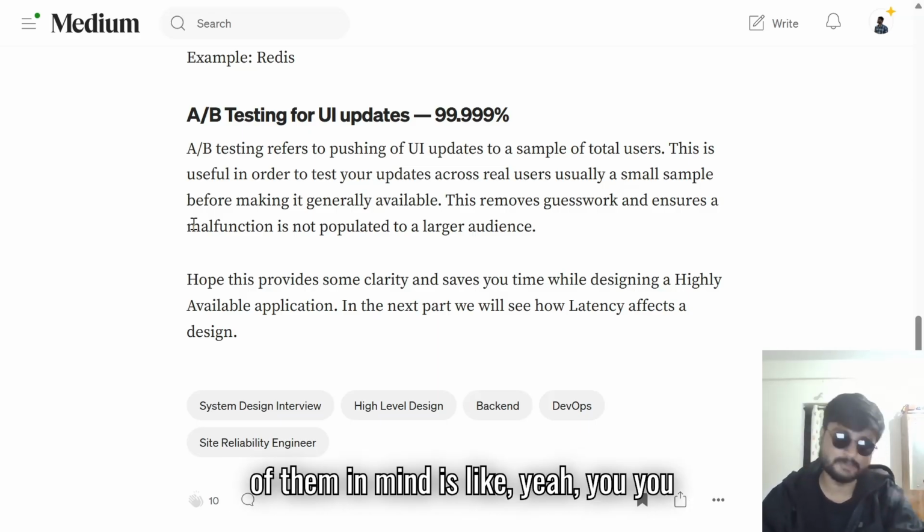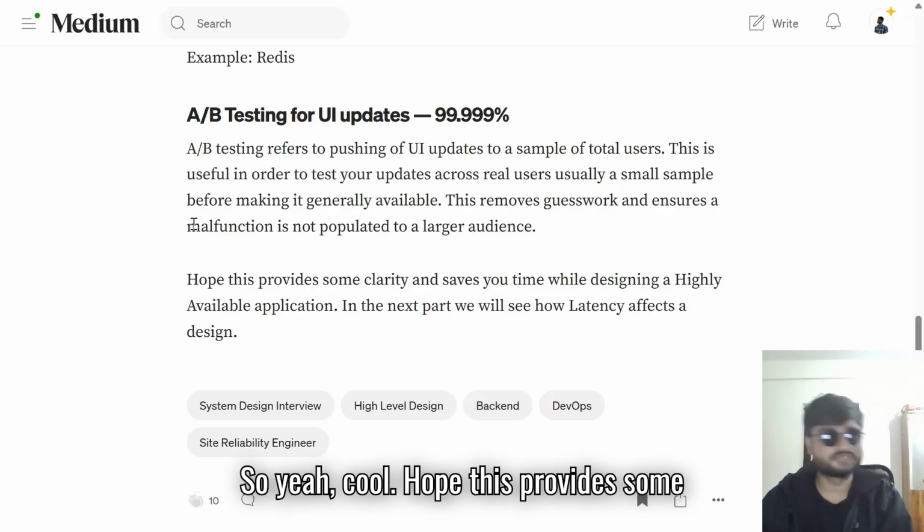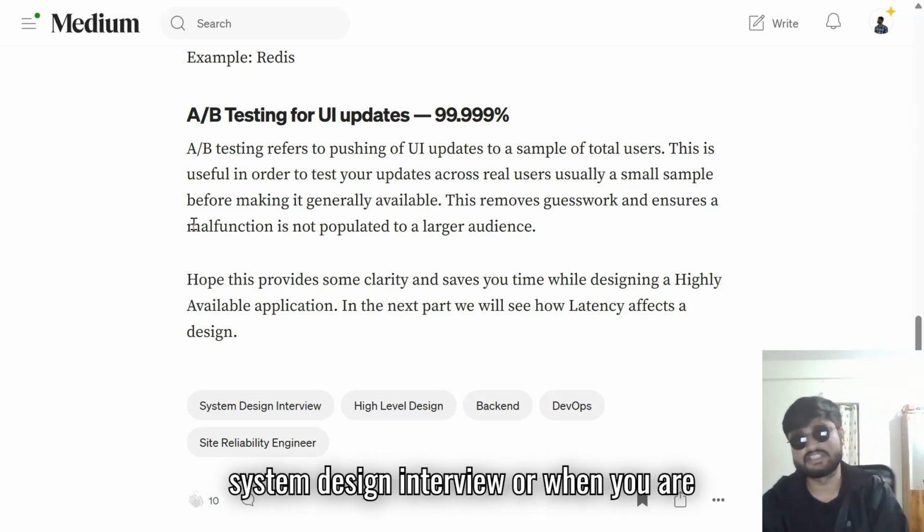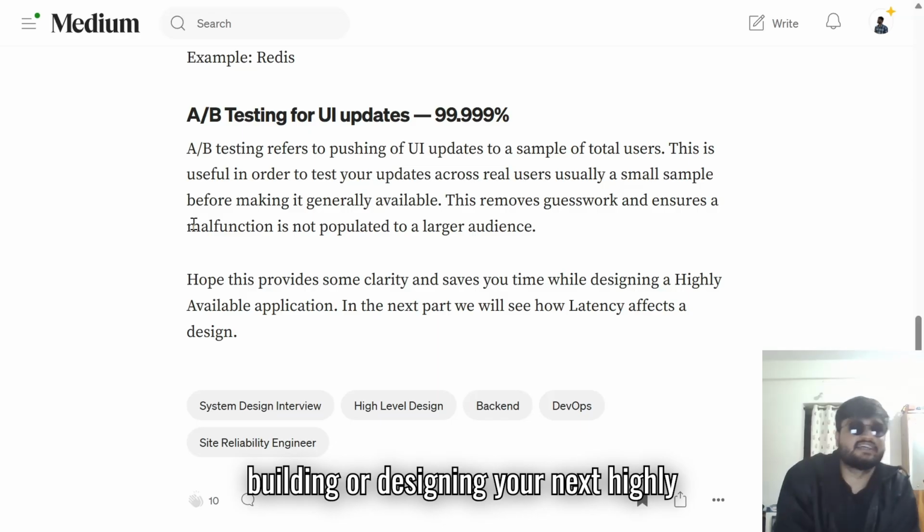I know keeping all of them in mind is like, yeah, you would have to be Mike Ross from Suits, right? So yeah, cool. Hope this provides some clarity and saves you time in your next system design interview or when you are building or designing your next highly available application.